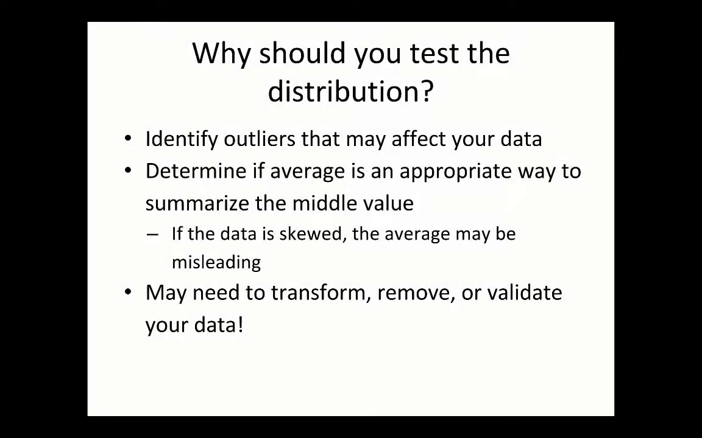Why is it important to test the distribution? First, it helps to identify outliers that may affect the data. Therefore, it helps to determine if average is an appropriate way to summarize the middle value. If the data is skewed, the average may be misleading. Ultimately, if the data is skewed, we may need to transform, remove, or validate the data.